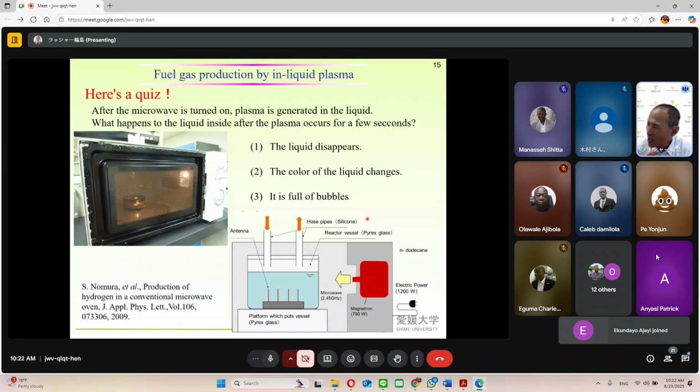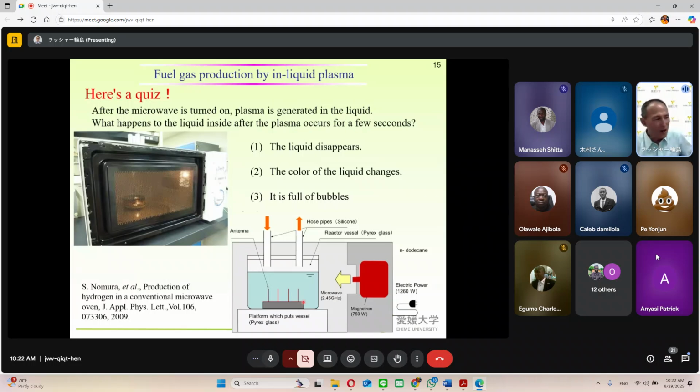Liquid plasma can easily be generated in a microwave oven. First, put kerosene into the beaker and place a special electrode inside. This is a copper plate attached to several antennas. The plasma is then generated inside the microwave oven. We published this method, and it appeared in 2009.